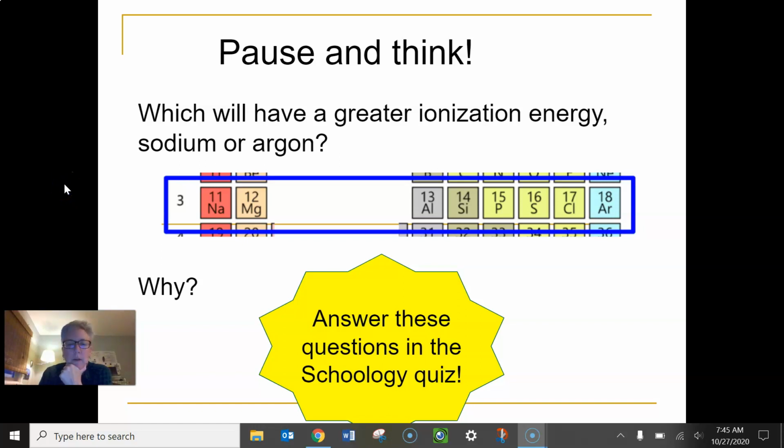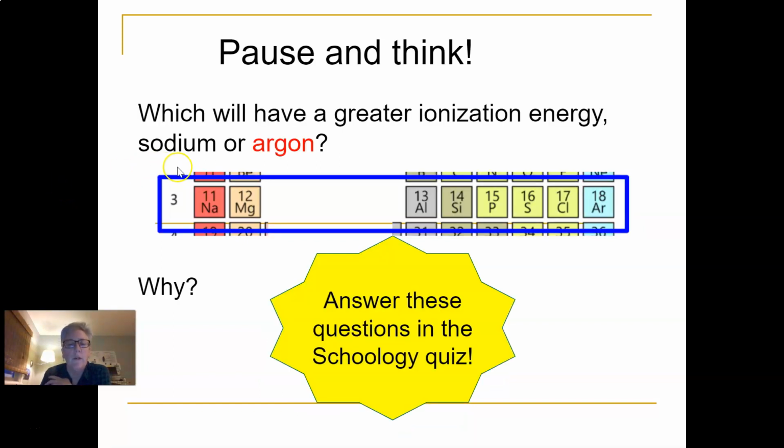So I'm back, and hopefully in that last question you answered, argon would have a greater ionization energy than sodium because there's more protons, so there's a stronger force holding those electrons in, so it would take more energy to rip one away. Okay, so as you go across a row, ionization energy increases. And again, you might remember that as you go across a row, atomic radius decreases. Both of those things are explained by the fact that the force of attraction is greater.